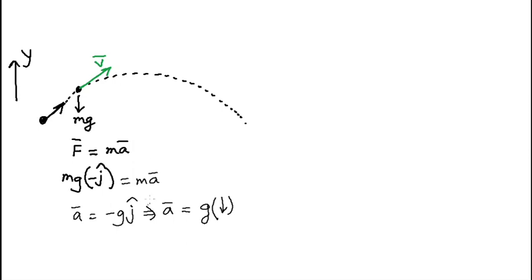Note that this particular fact, that is the acceleration is g in the downward direction, is true irrespective of the position of the particle, whether it is here or here or here or here, and that's because the force on the particle everywhere is mg in the downward direction.